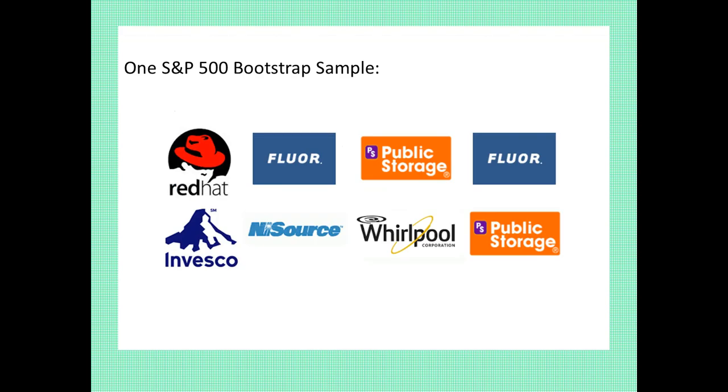Sticking with the corporate logos for now, here's one possible bootstrap sample. There are some repeats. Floor is in there twice. Public storage is in there twice, which means that there are a couple missing. It looks like IBM isn't there, and it looks like Allstate isn't there. That's fine. There's nothing wrong with that. Looking at this bootstrap sample, it's the same size as the original, right? Size 8. And it's done with replacement, which is why there are duplicates in here.